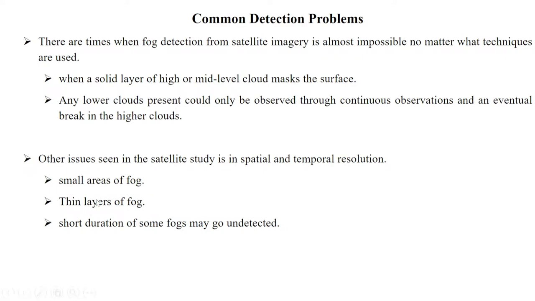Then, if the layer of fog is very thin, the reflectance will be less, as well as the thermal difference, so we won't be able to see that kind of fog. Sometimes a shorter duration of fog may also go undetected, but these days geostationary satellites have very high temporal resolution. As far as geostationary satellite data is concerned, we are usually able to detect the fog, but if you use polar satellites, then of course you won't be able to get the shorter duration fog.